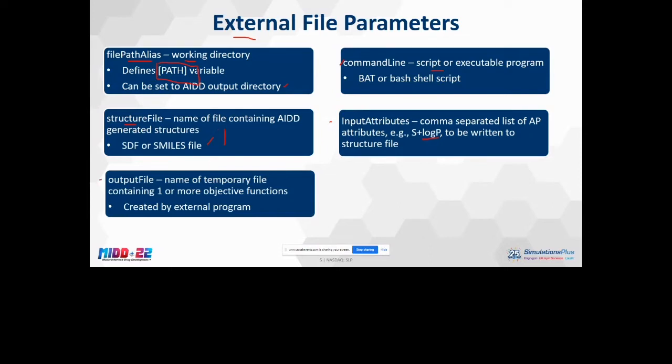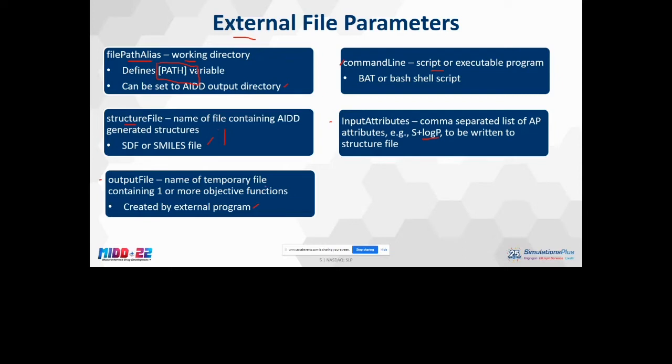Next, we specify the value of an output file. This is the name of a temporary directory, or excuse me, a temporary file, and can contain one or more objective functions. So this is created by the external function. So the external function would process these molecules and then output this output file, and there has to be one line per structure. If you have multiple objective functions, those would be tab separated on the same line.